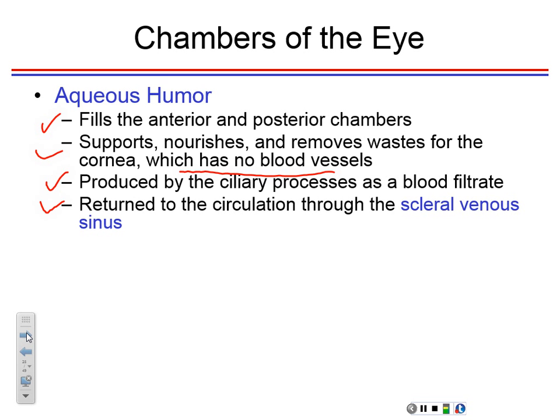So it's drained through the scleral venous sinus. A sinus is a space where blood is collected back into the venous system. Like the dural venous sinus takes back some of the cerebrospinal fluid in the brain, the same thing with this scleral venous sinus, because you've got to return it back into the blood and then recycle it again.